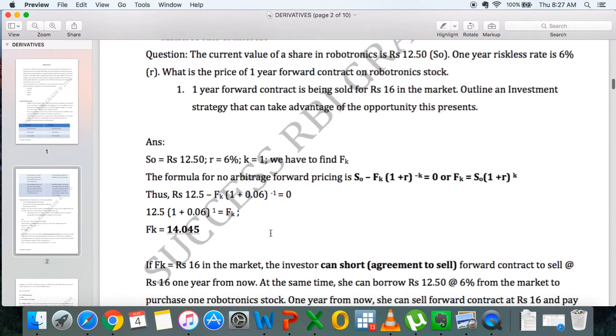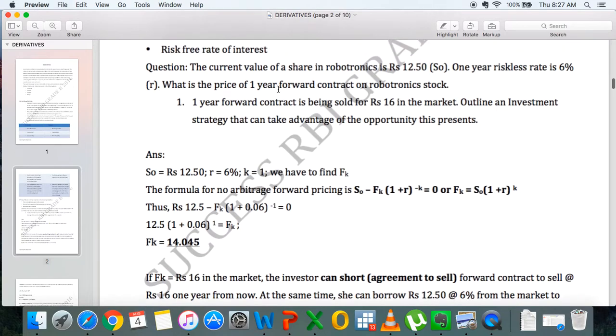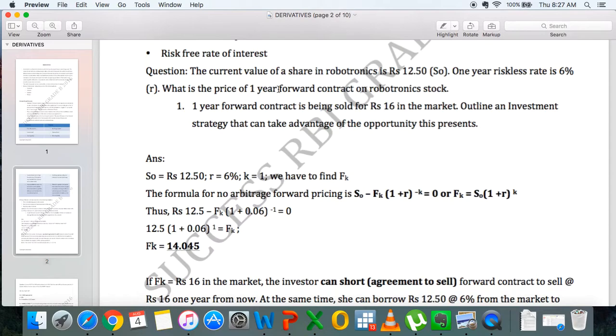Now, if you remember, we did NPV yesterday and we understood that the present value is equal to the future value divided by 1 plus r raised to power n, which is future value divided by 1 plus the market rate of return raised to the power of the time period. Now, what we are doing there is finding the present value by dividing the future value by 1 plus r, the market expected rate of interest. Here, we have to find the future value. So we will multiply the present value by the same 1 plus r raised to power n. This is what we are doing here.